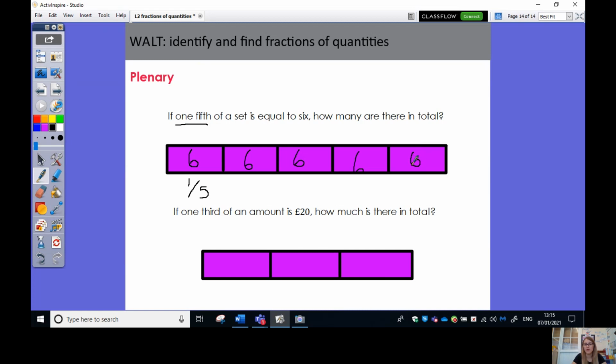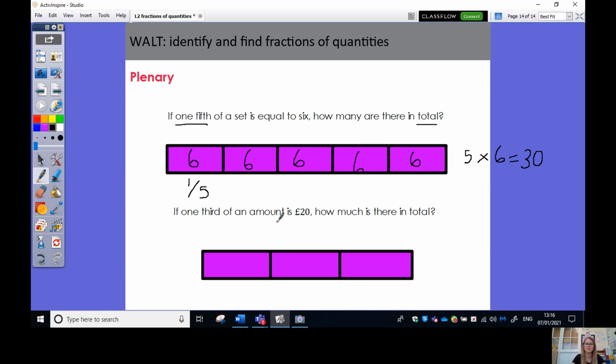So now I know to work out the total, I can add all of my parts together. So 6, add 6, add 6, add 6, add 6. There's definitely a quicker way of doing that. I can do 5 times 6. And hopefully we all know our 5 times tables. 5 times 6 is 30. So in total, there were 30 altogether. So that would be the answer to that question.